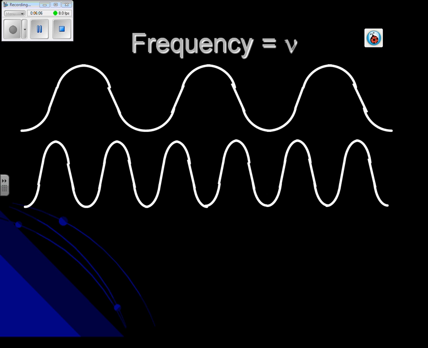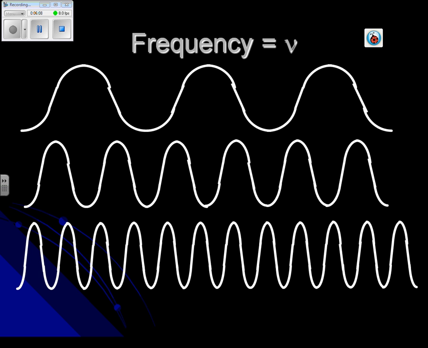Okay. So if I increase my frequency even more, what happens to my wavelength? It gets even smaller. So again, as frequency goes up, wavelength goes down.